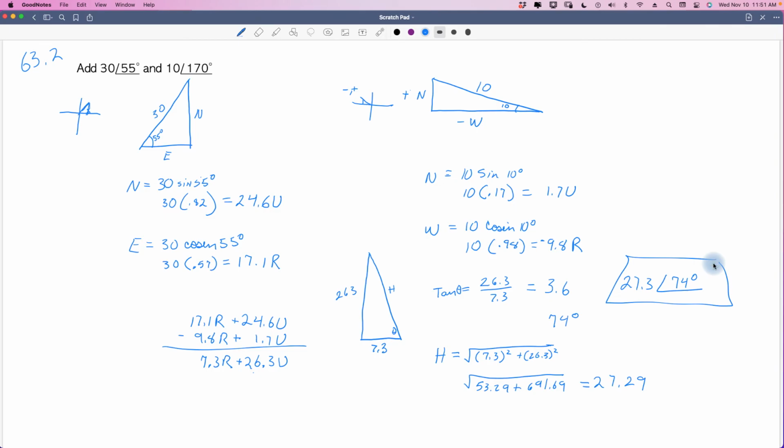All right, so we take our vector, right? Step one, we draw it out so we can see what we're doing. We figure out where it is on our coordinate system. And once we place it, that tells us which side is up and down.